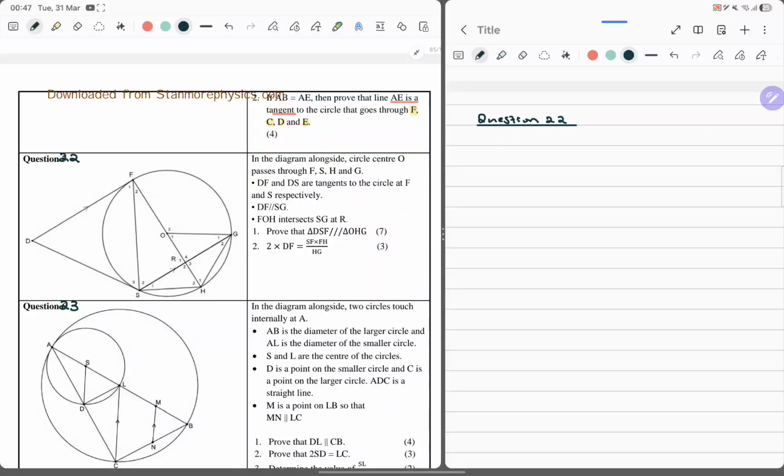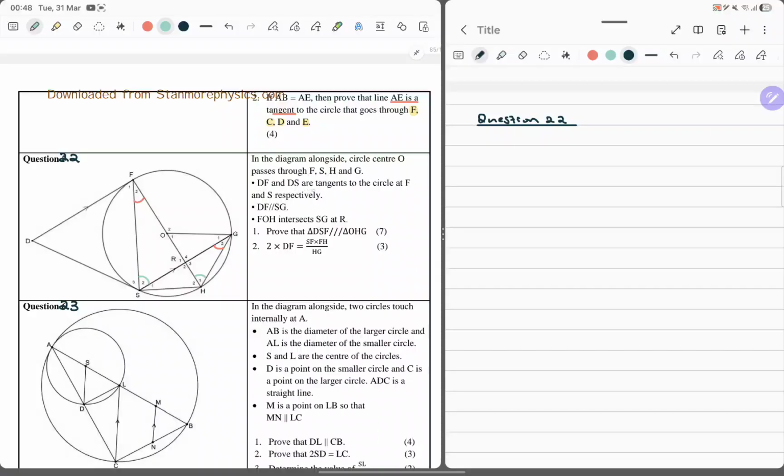In the diagram alongside, circle center O passes through F, S, H, and G. Again, what do you know? Concyclic points. So we see a bow tie immediately. We know that G2 is definitely going to be equal to F2. Those are angles in the same segment subtended by chord SH or arc SH. Likewise, H1 is going to be equal to S2. Again, those are angles in the same segment, this time subtended by arc FG. You see, you don't wait, you give it.